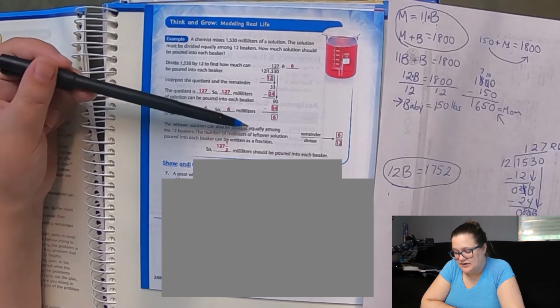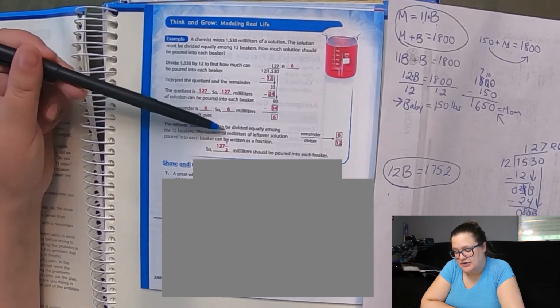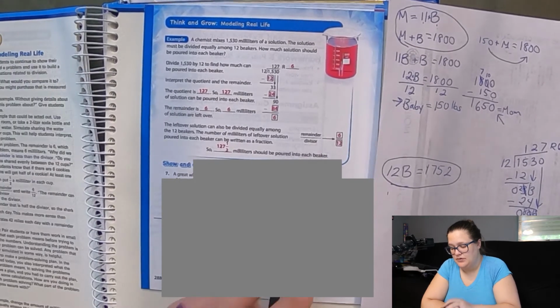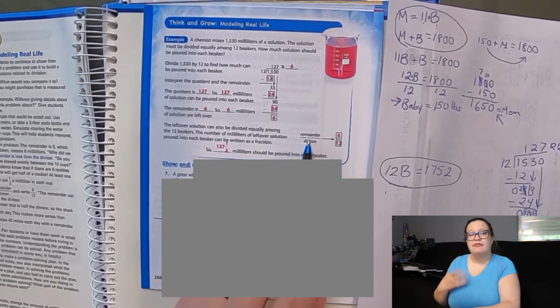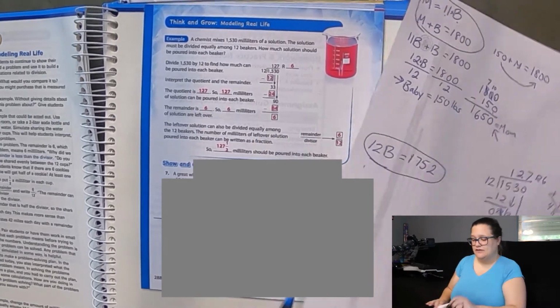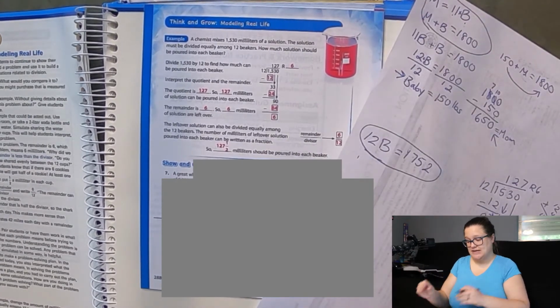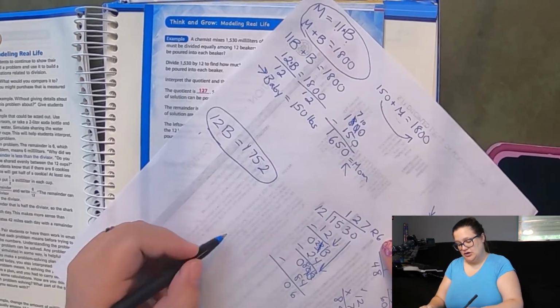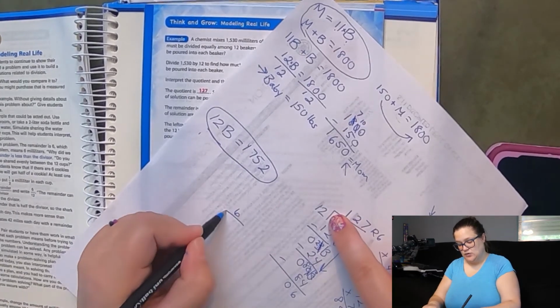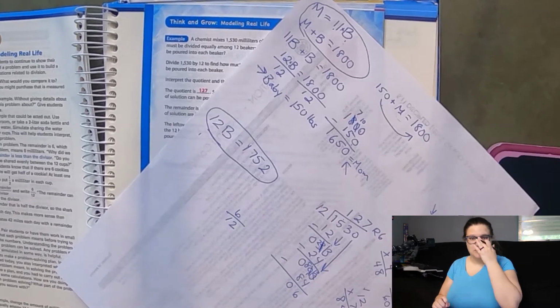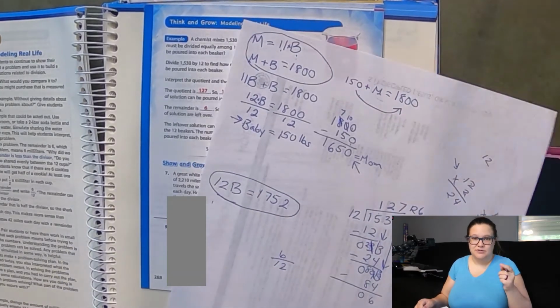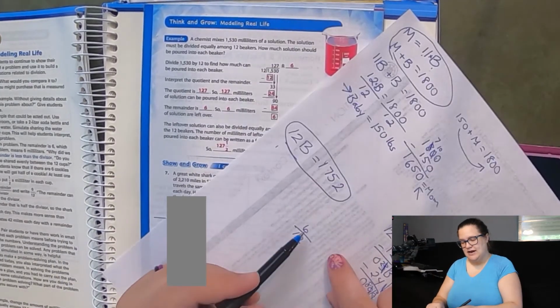The number of milliliters of leftover solution poured into each beaker can be written as a fraction. So, a fraction, when you have a remainder, is written as remainder over divisor. So the remainder, 6, over the divisor of 12, is 6/12, which can be reduced. We can make it smaller, right?